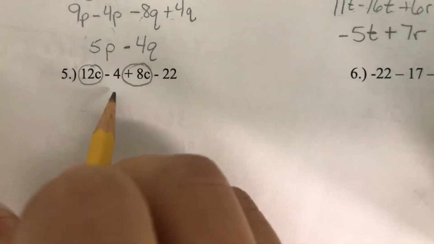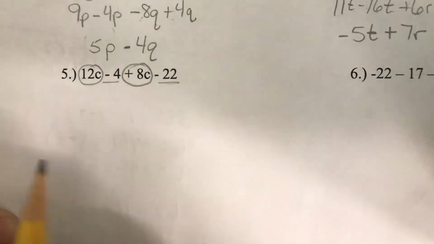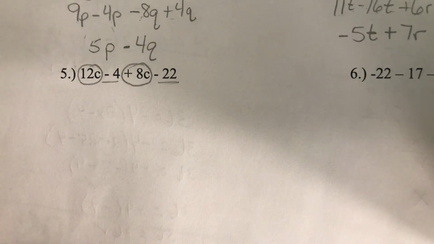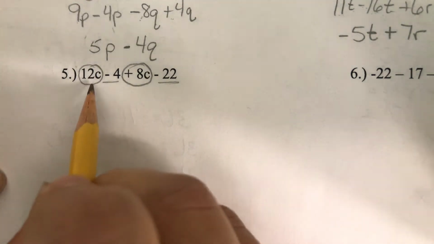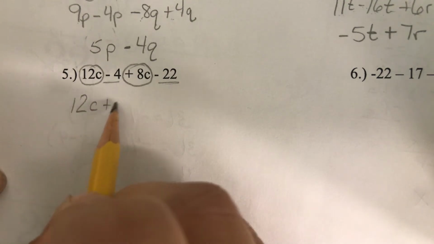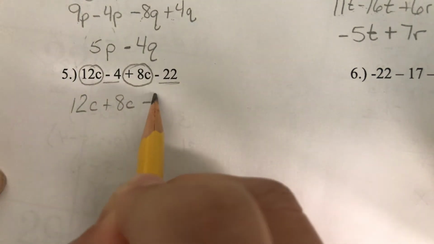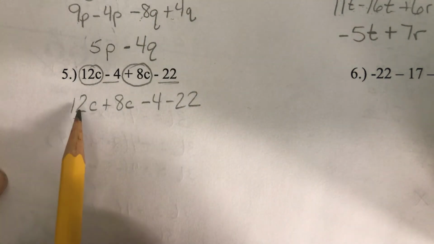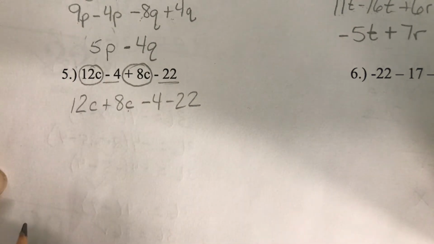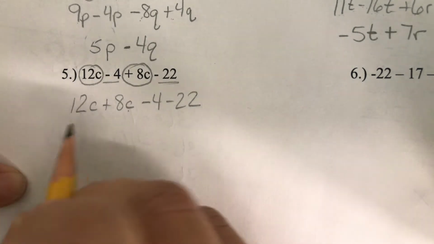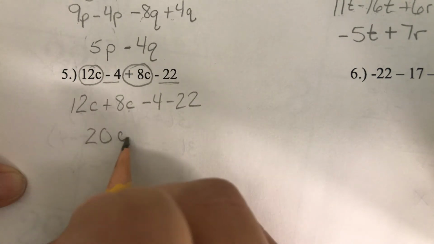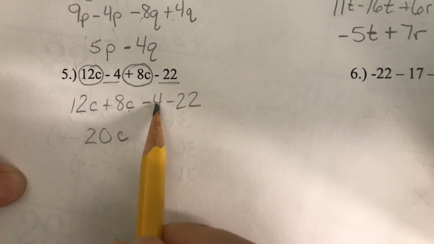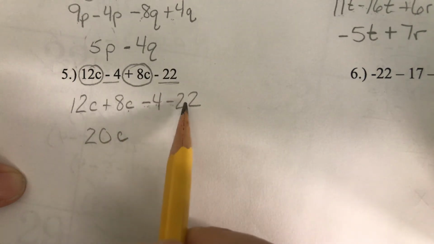Grouping c's with c's. Maybe you want to underline, maybe you want to leave those other ones blank, so you don't have to do it specifically with circles and squares. You do whatever works for you. So again, you can regroup 12c plus 8c, and then I've got negative 4 minus 22. 12 plus 8 is 20c. And now negative 4, take away 22.